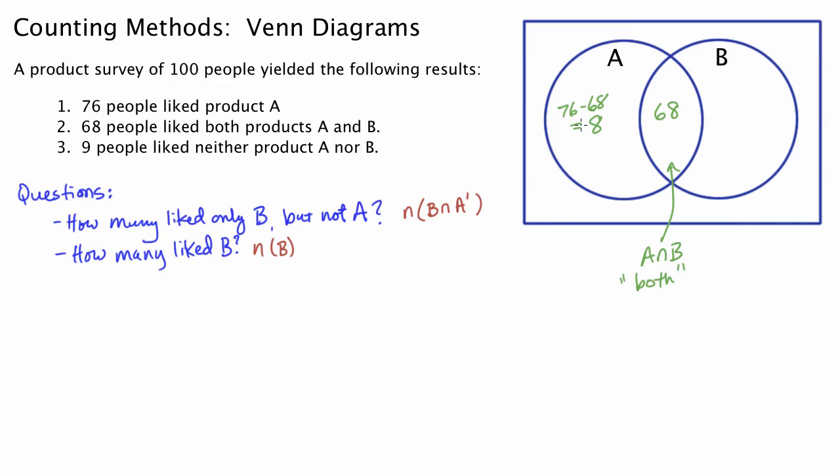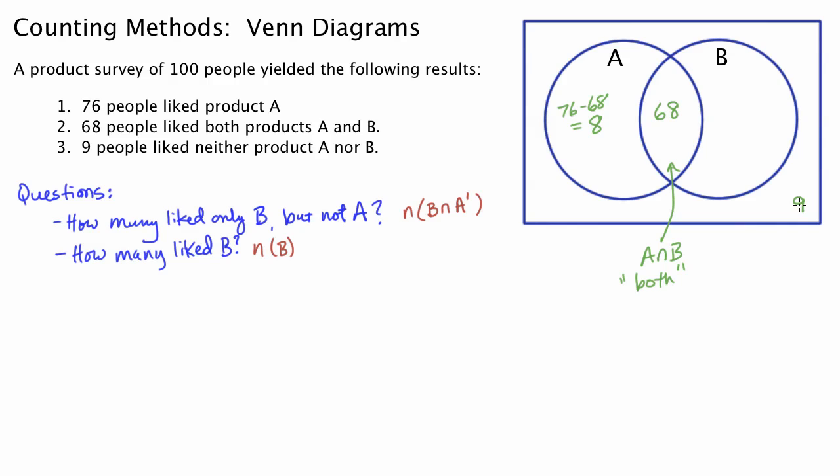All right, the next piece of information that we're given is that 9 people liked neither product A nor B. Well, if they didn't like A nor B, then that means they have to be out here in the universal set, and we know that there's 100 total things in that set. So 9 of them liked neither A nor B. We can't put them inside either circle.